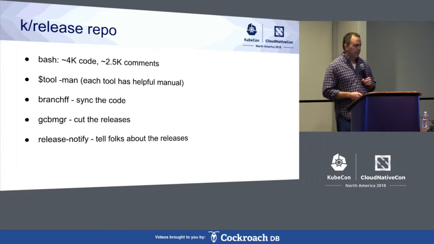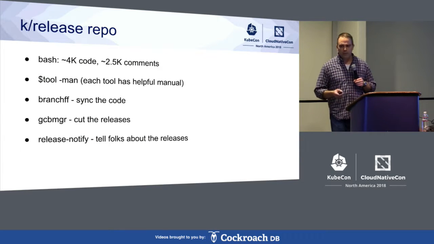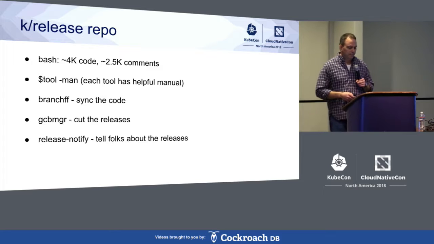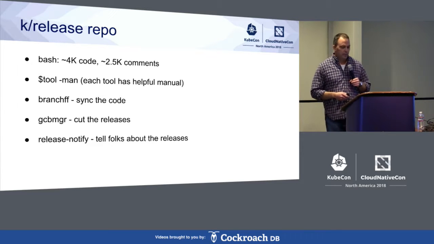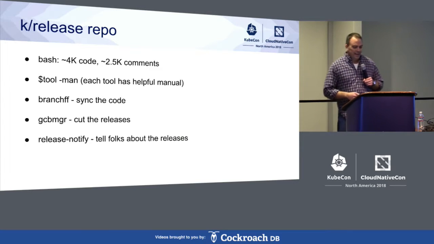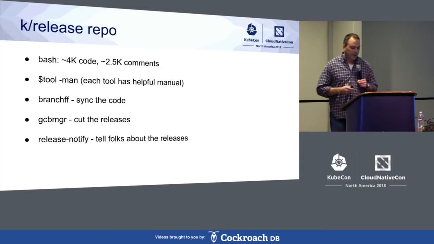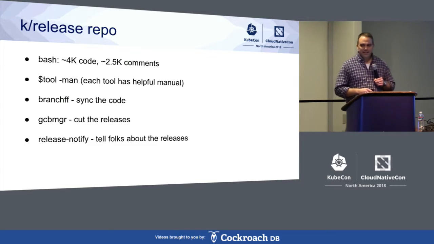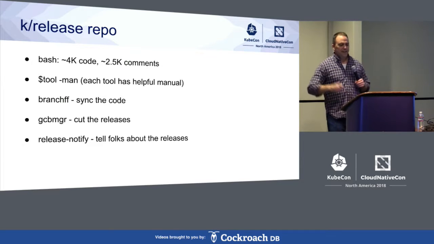So kind of the light for me was the K-release repo, and the other guys mentioned there's a lot of bash code in there. I actually ran a line-of-code program on it. There's 4K lines in the repo, but 2.5K are comments. And every one of these tools, branch FF, GCB manager, all have a -man, -help option that spits out a manual.